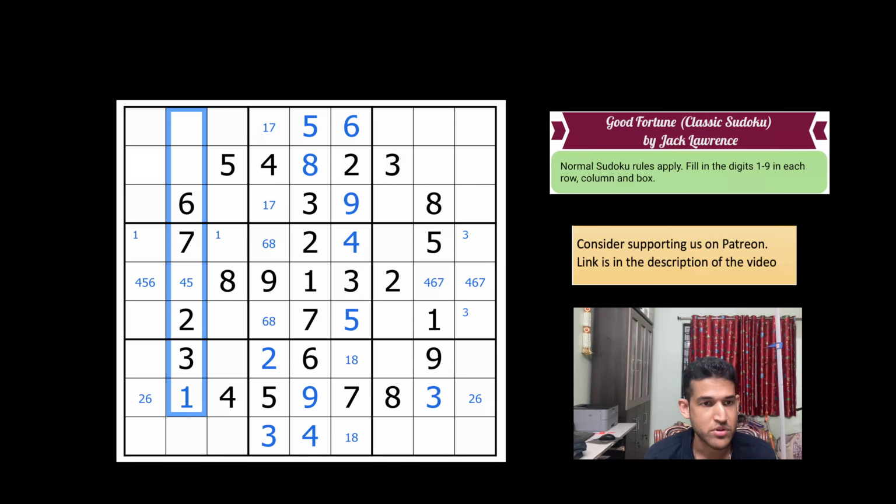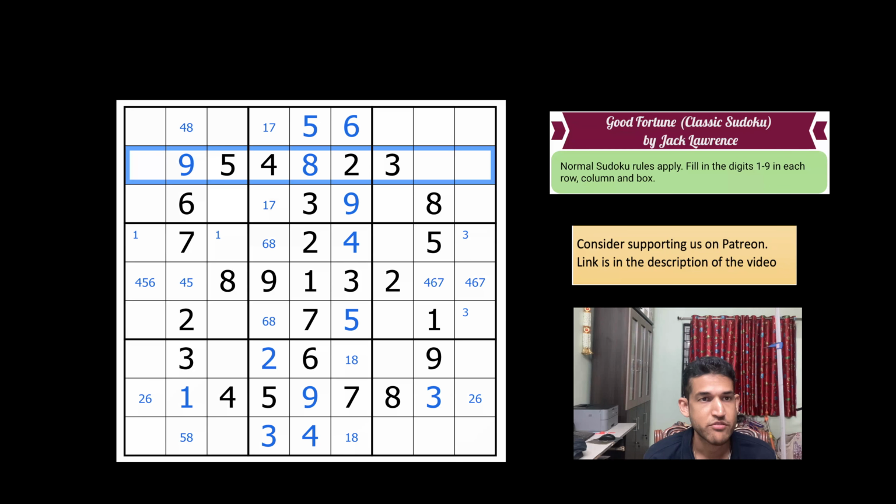So looking at column 2, 1, 2, 3, 6 and 7 and you have 4, 5, 8 here. So this is a 9. This is 4, 8 and this is 5, 8. This row appears interesting. 2, 3, 4, 8, 5 and 9. So 1, 6 and 7. This is 1, 7, 6, 7 and 1, 6 and 7.